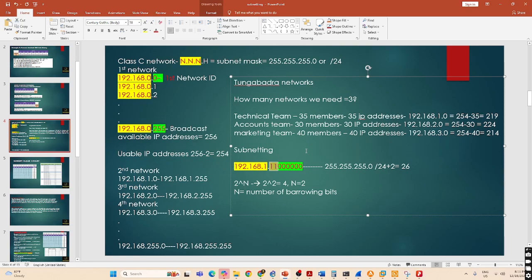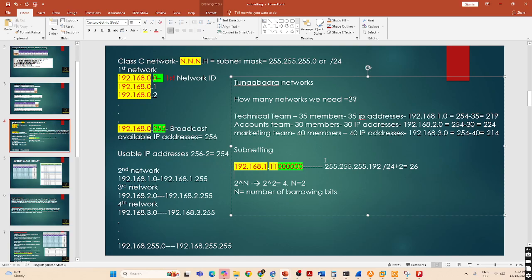Now what is the subnet mask here? The first 2 bits became 1 1, so what is the value? 192. How? 128 plus 64, which is 192. So what is the subnet mask? 255.255.255.192. That's it.